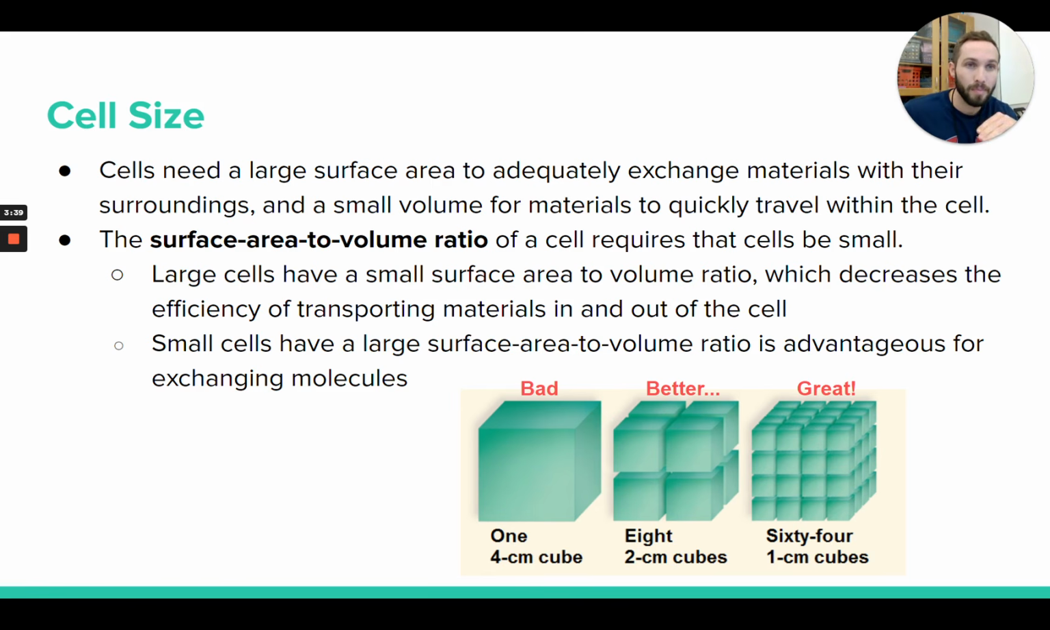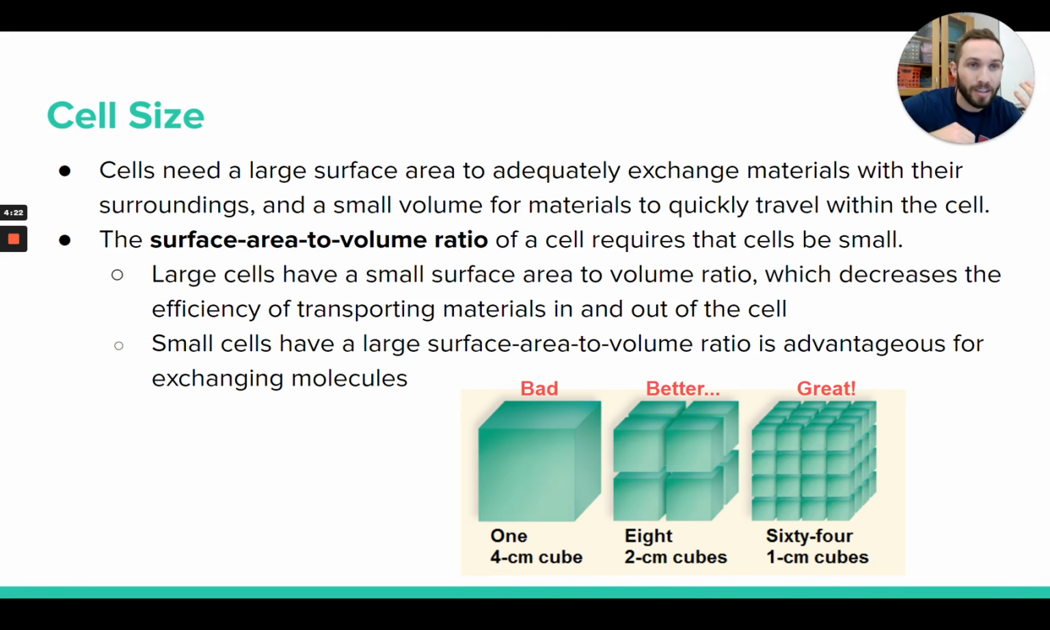But the problem becomes the volume of the cell. Cells actually don't want a huge volume. Volume is how much space is inside the cell. And cells want a small volume because if you have a big volume, if there's a lot of space inside the cell, it's going to take forever for things to move within the cell. We're talking about microscopic, nanoscopic molecules, on a molecular level, going from one side of the cell to the other side of the cell. If you have a big cell, it's going to take a while. And so that's not as efficient as when you have a small volume. Things can very easily and quickly move within the cell to where they need to go.